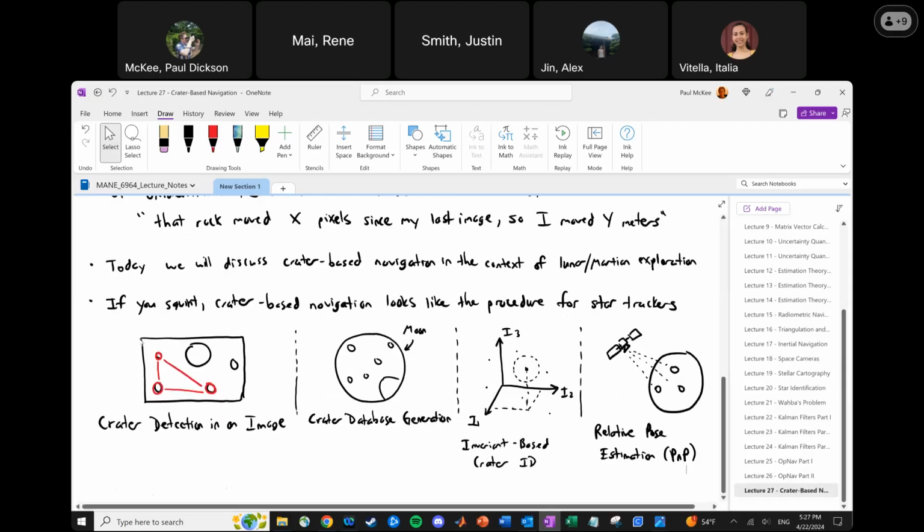Here, we've got image processing to find craters. We've got some sort of crater database generation. We've got invariant-based crater identification, and then relative pose estimation, which the PNP problem is actually the cooler older brother of Wahba's problem, because PNP allows you to solve for your position and attitude simultaneously, whereas Wahba's is just attitude. And so we will spend most of our time today on the fourth part, but I'm at least going to nod to the other three.